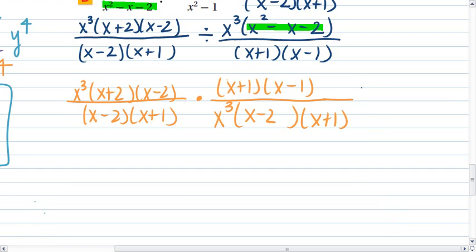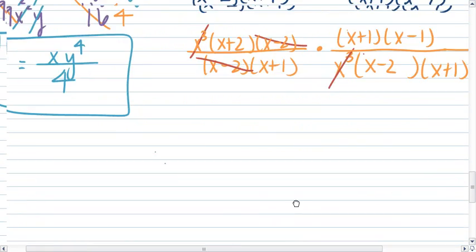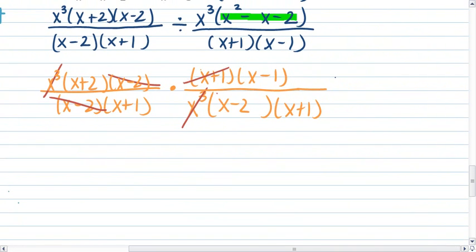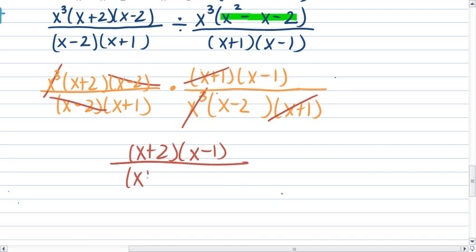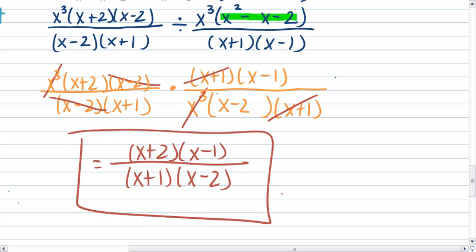So as I look for common factors, I see that the x minus 2's may cancel in the first part of the rational expression. I see the x to the thirds may cancel. I see that the x plus 1's can cancel, and that looks like about it. So I would be left with an x plus 2 in the numerator, an x minus 1 in the numerator, an x plus 1 in the denominator, and an x minus 2 in the denominator. And this expression would be considered completely simplified because there are no more factors in common.